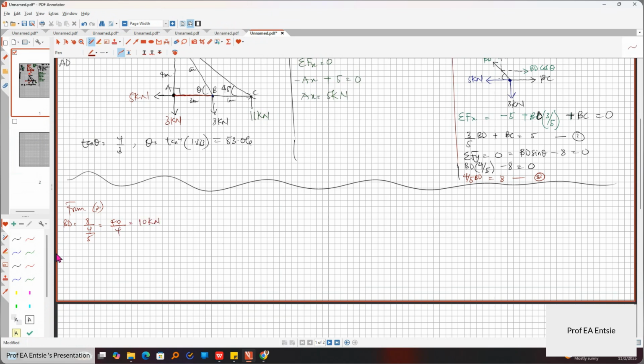Then if you know BD, you can say from equation 1, BC will be equal to 5 minus 3 on 5 BD. So I'll get BC to be 5 minus 3 over 5, BD we had 10. 5 goes here, 1 goes here, 2. So 6. Then I'll get minus 1 kilonewton. Minus 1 kilonewton. So that's what we get for BC.